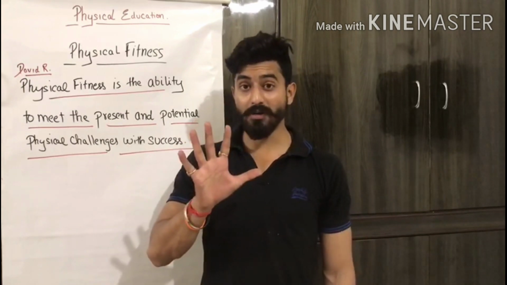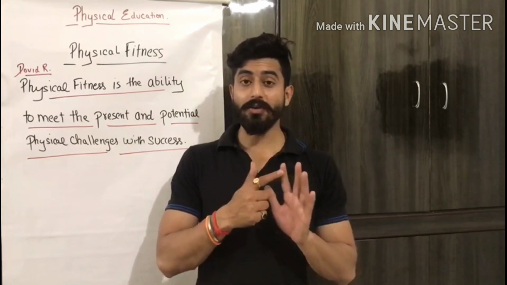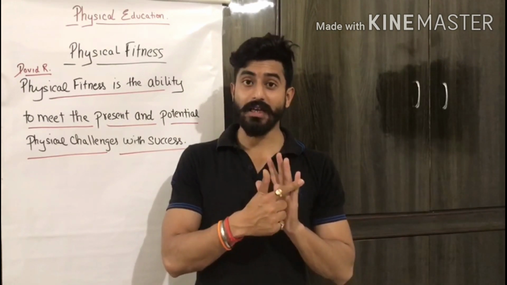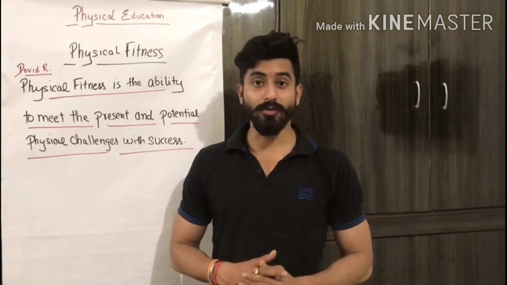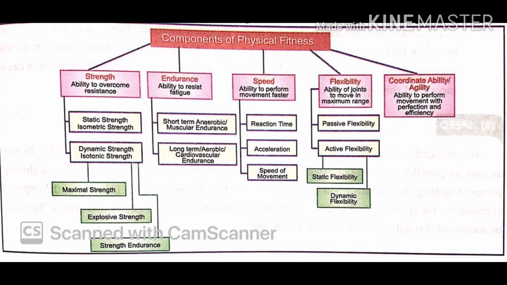There are 5 components of physical fitness: strength, endurance, speed, flexibility and agility. Let us have a look at those 5 components. They are directly or indirectly interrelated with each other. Each component has its own importance in different games and sports. They are strength, endurance, speed, flexibility and coordinative ability, that is agility.